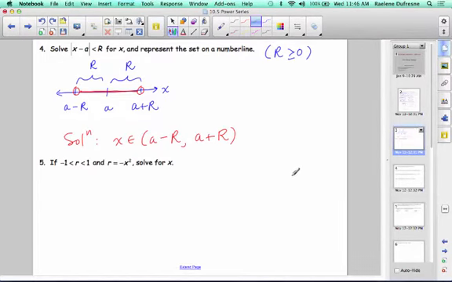In number 5, we are given that -1 is less than r, which is less than 1, and r is equal to negative x squared, so solve for x. So we can make the substitution for r equal to negative x squared. And if we do that, we have to be really, really careful in working with inequalities. I would prefer to work graphically.